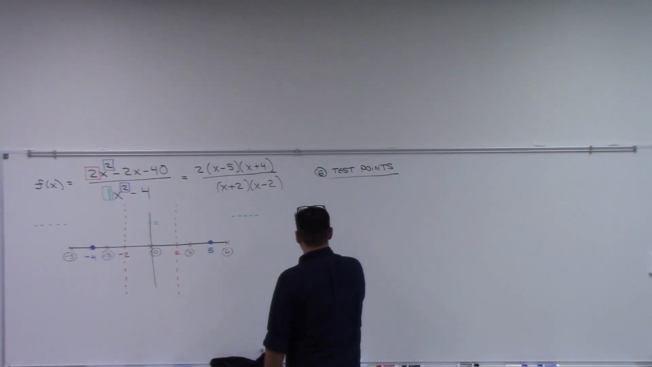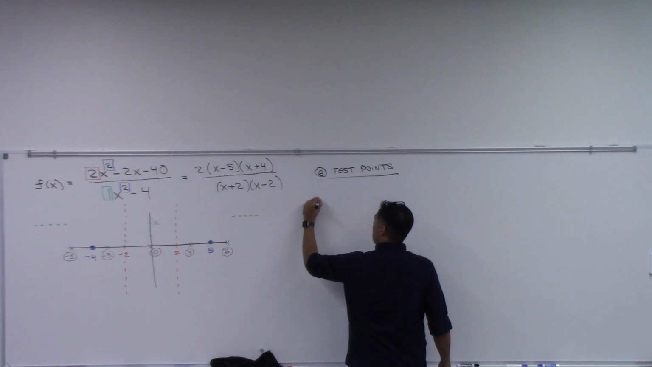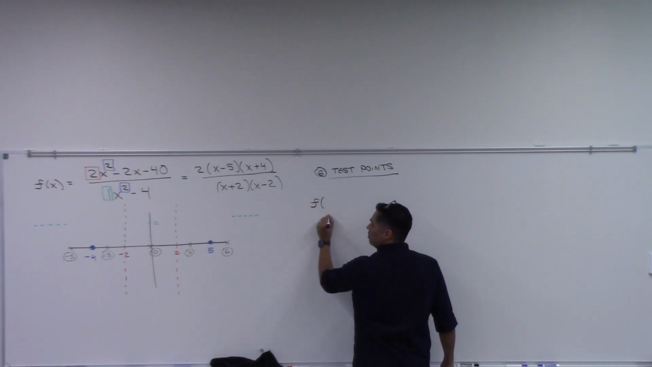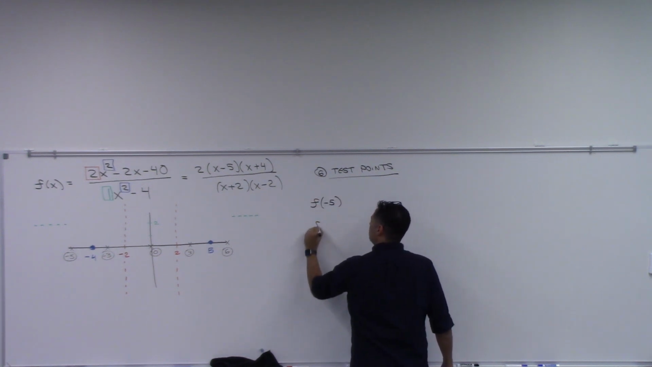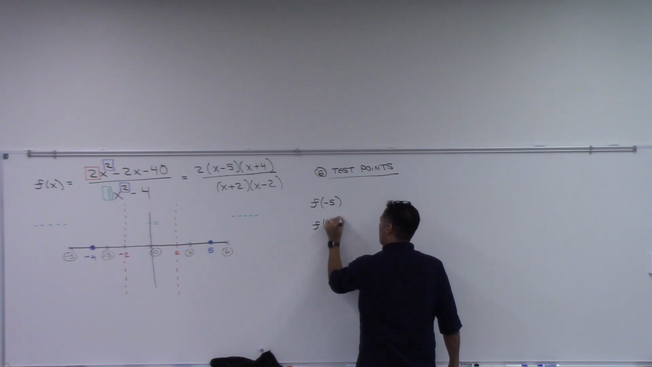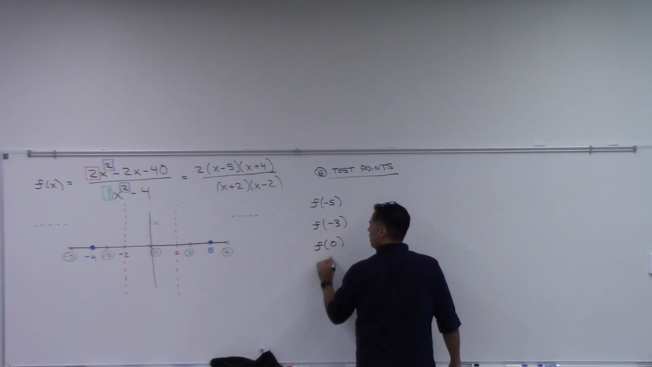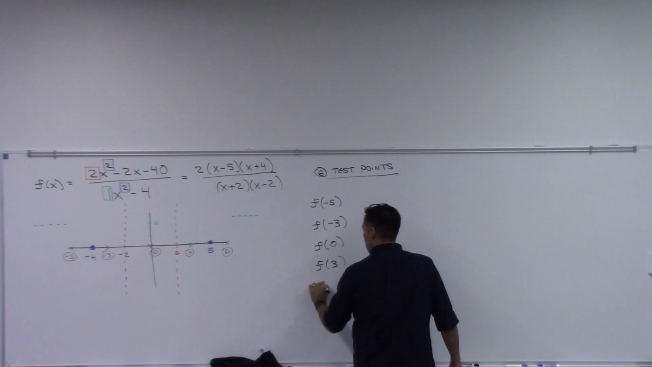All right, we're testing. We're going to plug these into the function. So -5 is going to go in, -3 is going to go in, 0 is going to go in, 3 is going to go in, and 6.